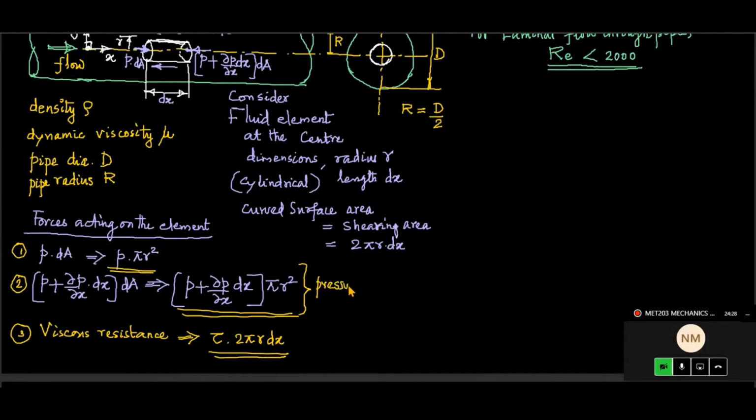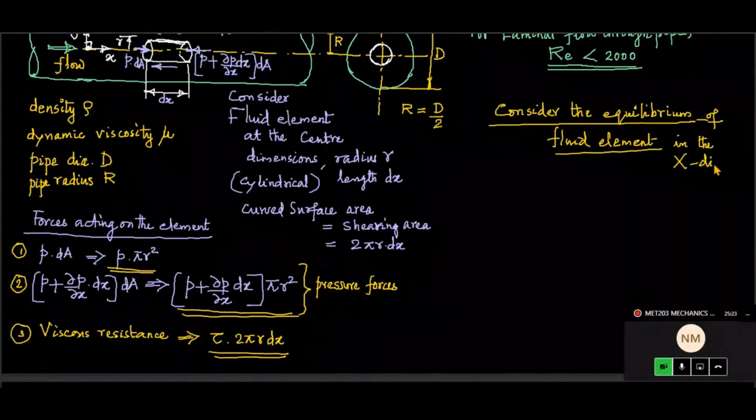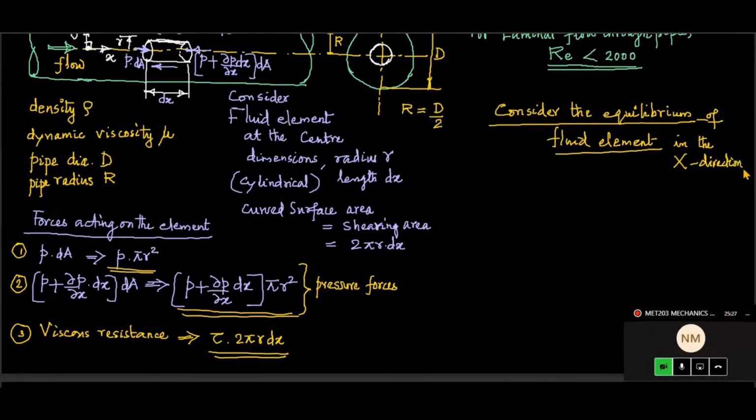Now we are in a position to establish the equilibrium. Remember, even if it is flowing, the flow is taking place through a constant diameter pipe, so there is no question of acceleration. So consider the equilibrium of the fluid element in the x direction. X direction means flow direction. Flow direction is x. It is one dimensional flow. We are considering a horizontal pipe.